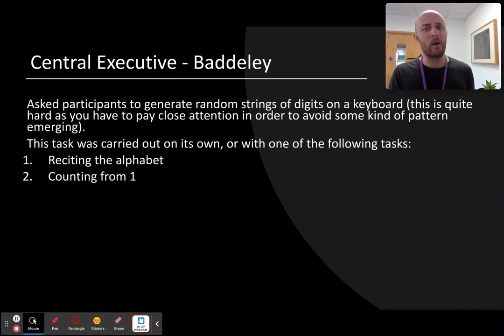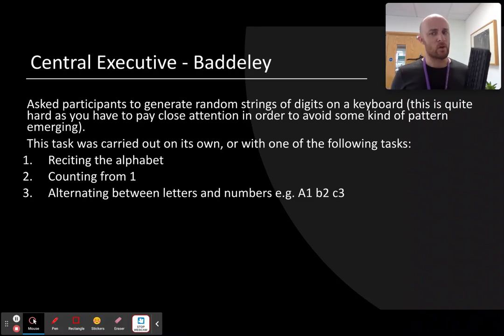If you have to spend attention to count from 1, you really should go back to primary school. 1, 2, 3, 4, 5, 6, 7, 8, 9, 10, 11, 12, 13, 14, 15, 16, 17, 18, 19, 20, 21, 22, 23, 24. That's easy to do. The third one's not easy to do. You alternate between letters and numbers. This is a far less practiced task than reciting the alphabet or counting from one.